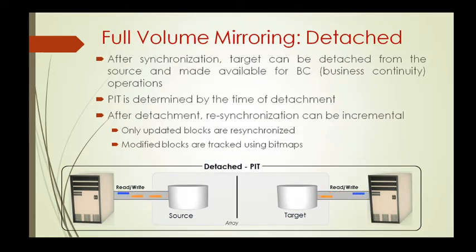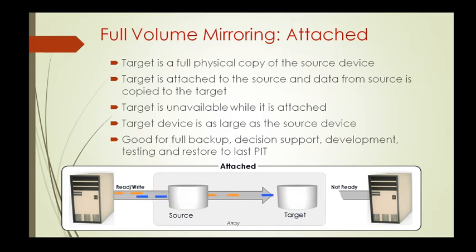While the target is attached to the source, it remains unavailable to any other host. However, the production host continues to access the source. When the target is attached to the source, it will be unavailable to other hosts, but still the production host will continue to access the source. After the synchronization is complete, the target can be detached from the source and made available for other business operations.